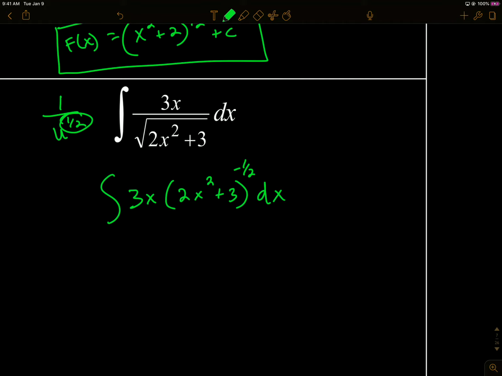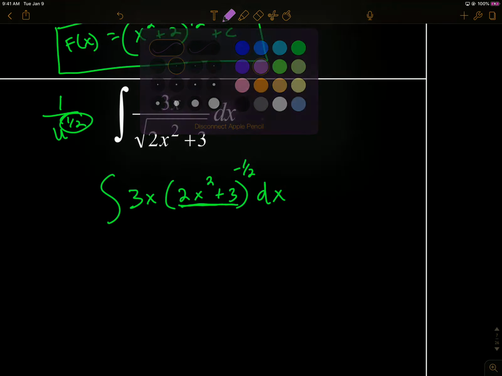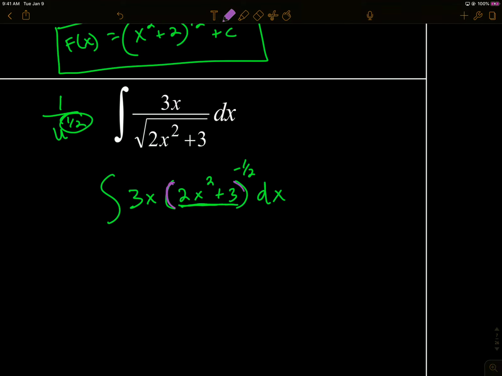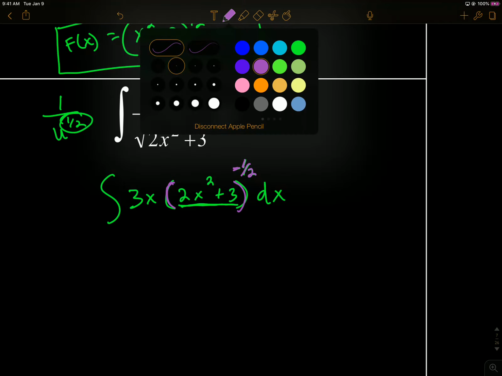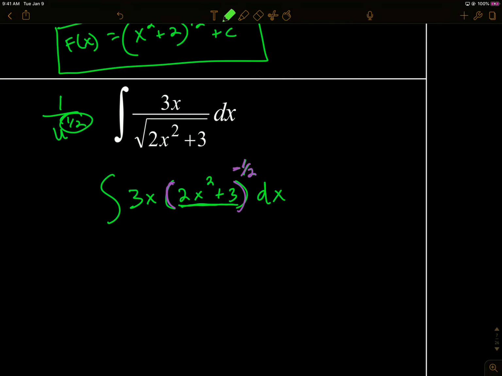Now our outer function is x to the negative 1/2, so we're going to do the power rule on that. We notice our inner function is 2x squared plus 3. When I take the derivative of that, I get 4x. So I'm going to rewrite my integral below. I really want it to be a 4x times this.